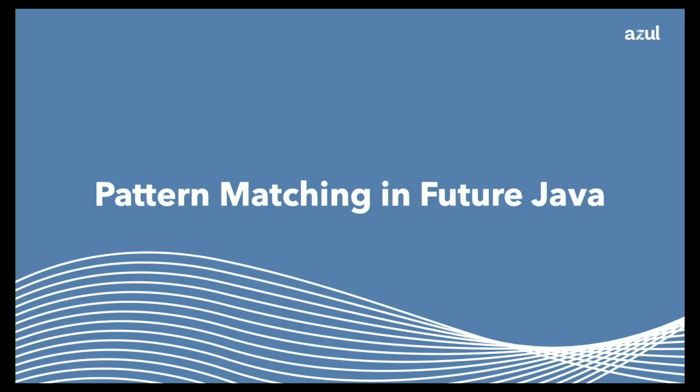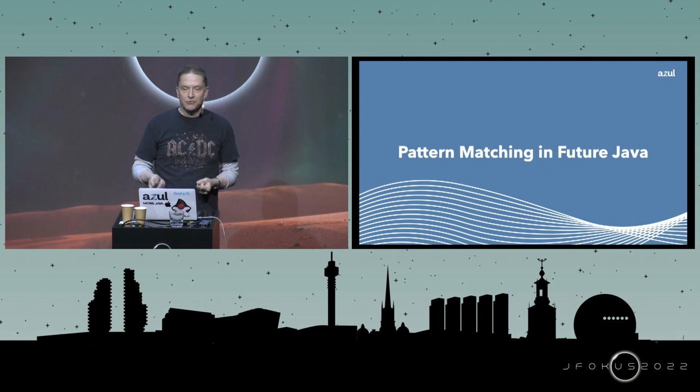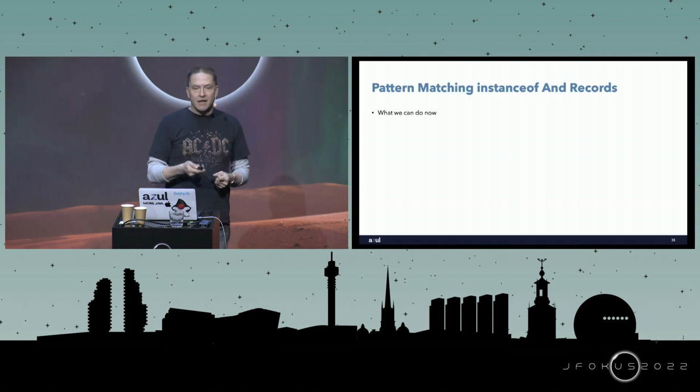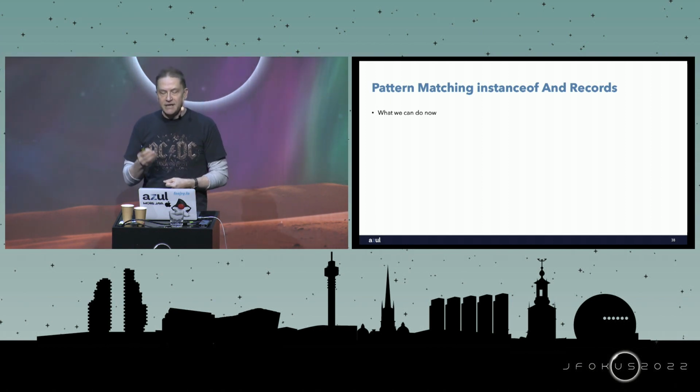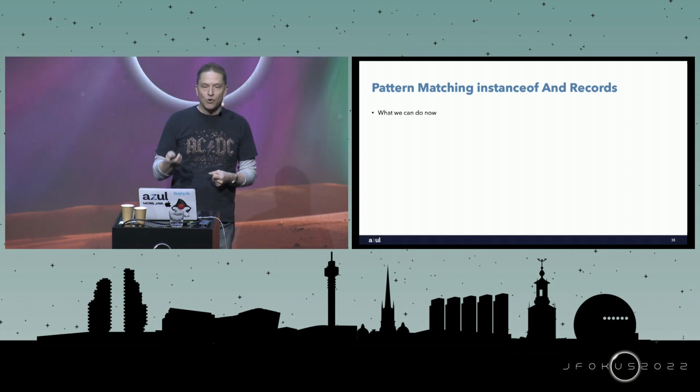What are we going to see in the future for pattern matching? Well, obviously the JDK 19 stuff I just talked about, where we're going to use when rather than and, is slightly in the future, but at least it's been announced. There are some other things we can do. So, pattern matching, instanceof and records. What can we do now?